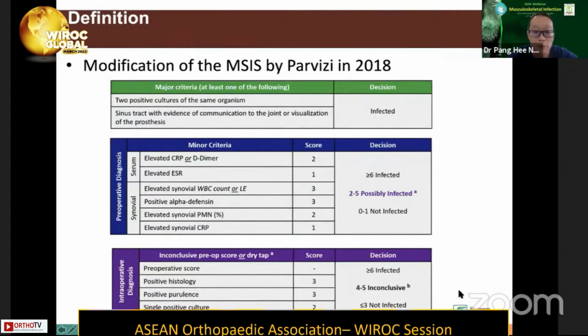If you have a dry tap, then you rely on intraoperative assessment evidence. And this is either positive purulence, as demonstrated in this case, or positive culture, which is also demonstrated in this case.